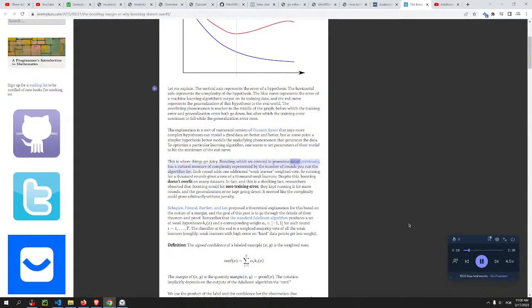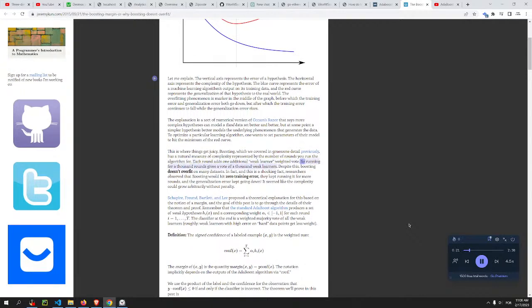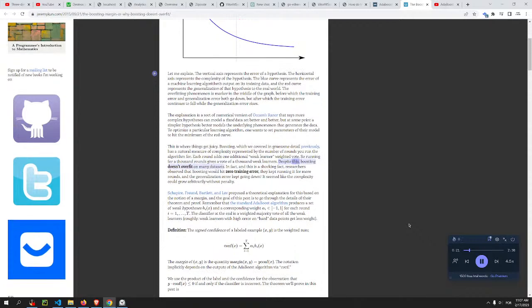Boosting, which we covered in gruesome detail previously, has a natural measure of complexity represented by the number of rounds you run the algorithm. Each round adds one additional weak learner weighted vote. So running for 1,000 rounds gives a vote of 1,000 weak learners. Despite this, boosting doesn't overfit on many datasets.